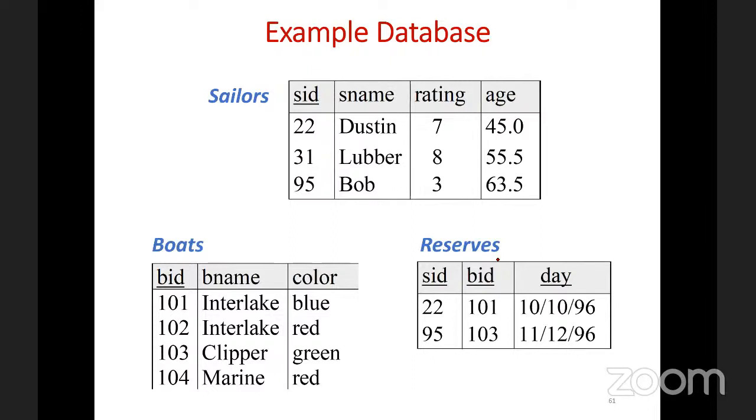Then we need to establish a relationship between sailors and boats, and that is how we have the relationship reserves. Reserves has three attributes: sailor ID, boat ID, and day, where day means date. What is the meaning of this row? It means that the sailor whose ID is 22 has reserved the boat whose ID is 101 on this date. So we need to create this database and then execute our queries.